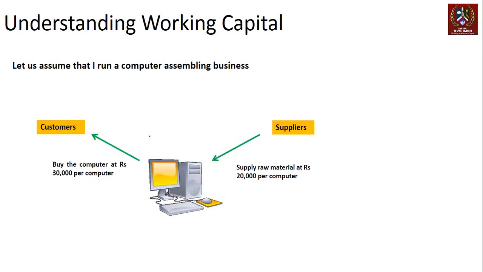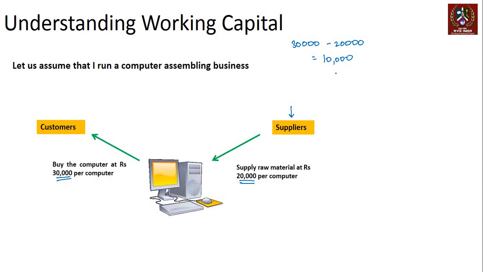So to understand working capital, let's assume that I run a computer assembling business. There is a set of suppliers who supply raw material at rupees 20,000 per computer, and there is a set of customers who buy the assembled computer for rupees 30,000 per computer. So 30,000 minus 20,000 is my 10,000, which is my operational or gross profit.